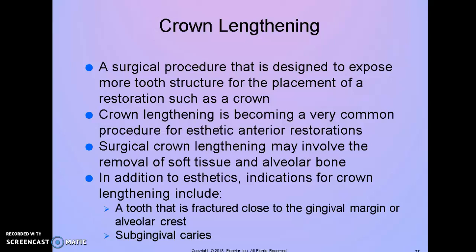That's designed to expose more tooth structure for the placement of a restoration such as a crown. Crown lengthening is becoming a common procedure for aesthetic anterior restorations, and surgical crown lengthening may involve the removal of soft tissue and alveolar bone. In addition to aesthetics, indications for crown lengthening can also include a tooth that's fractured close to the gingival margin or the alveolar crest, or when the patient has subgingival caries.